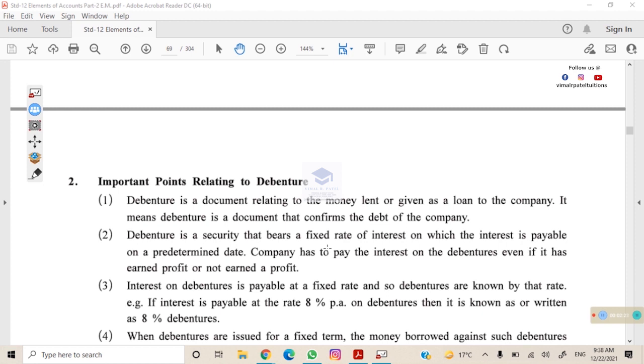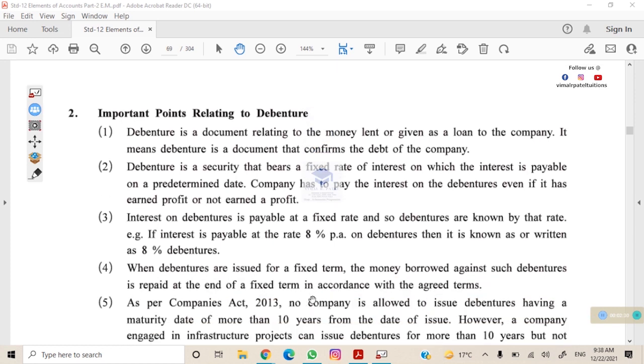Each and every debenture will come with a predetermined rate of interest, like 8% debenture, 9% debenture, 10% debenture. Debentures are issued for a fixed term, say 5 years, 10 years, 15 years. On completion of this term, the money on debenture will have to be refunded. No company is allowed to issue debenture having maturity of more than 10 years from the date of issue, as per Companies Act 2013. So the maximum period for which debenture can be issued, or money can be borrowed by issuing debenture, is 10 years.